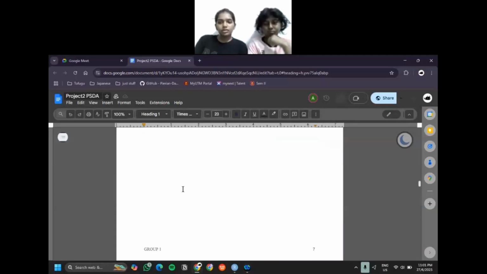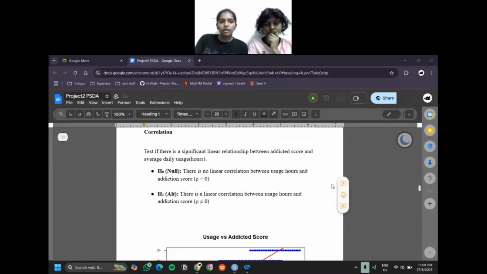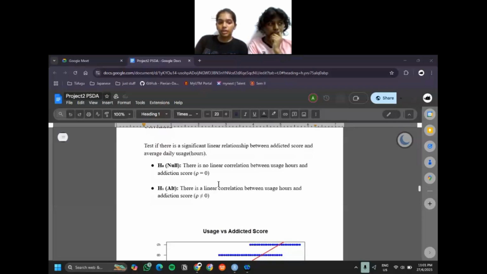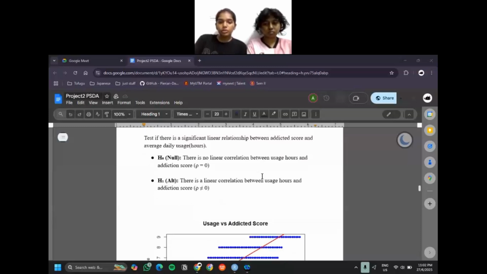Next, we are going to go through correlation. It tests if there is a significant linear relationship between addiction score and average daily usage in hours. The null hypothesis is that there is no linear correlation between usage hours and addiction score, so rho equals 0. The alternative hypothesis is that there is a linear correlation between usage hours and addiction score, so rho is not equal to 0. This is the graph that we got.